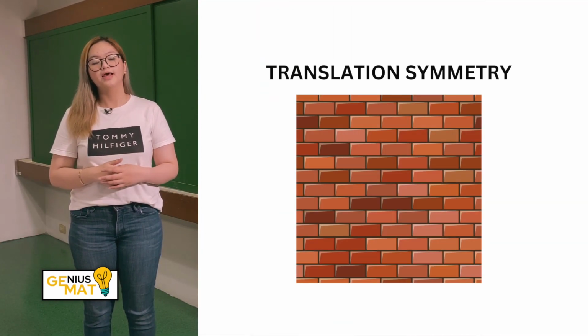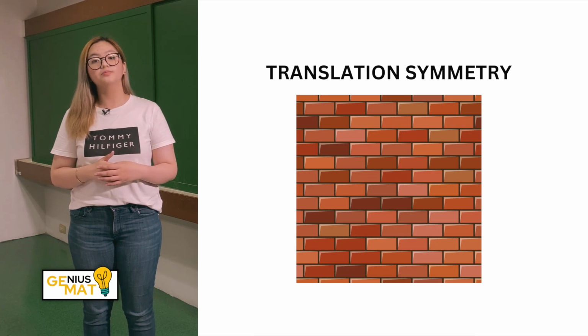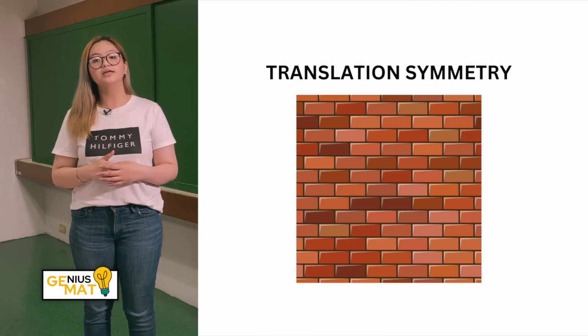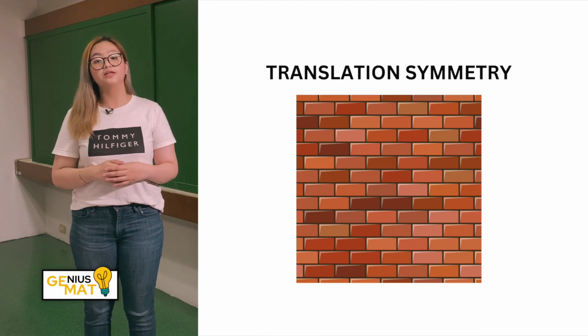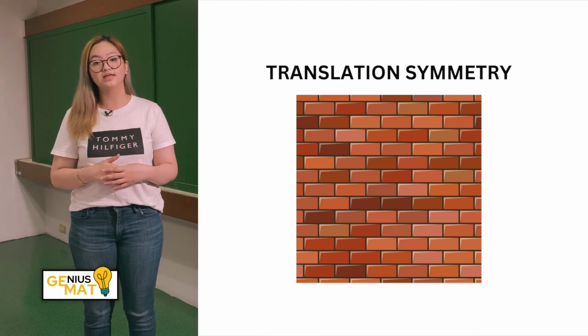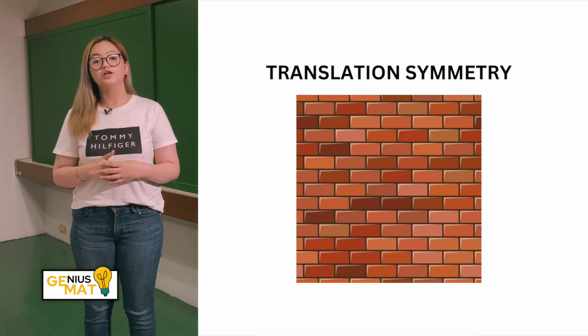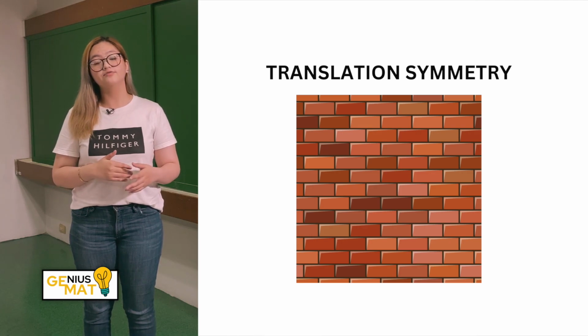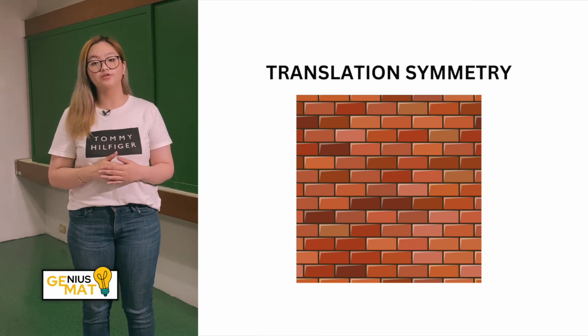Translation symmetry. A pattern has translation symmetry if it can be translated, moved in a particular direction, without changing its appearance. For example, a brick wall has translation symmetry because each brick is identical and the pattern is repeated in a regular way, with each brick being translated by a fixed distance in a particular direction. The same can be seen in many other examples such as tile floors, wallpaper patterns, and chevron stripes.